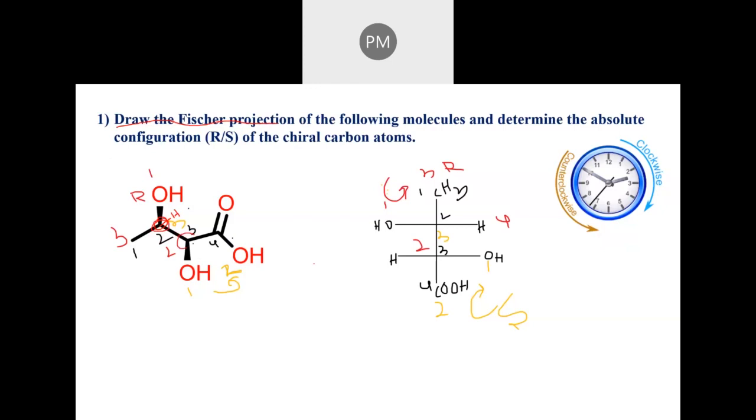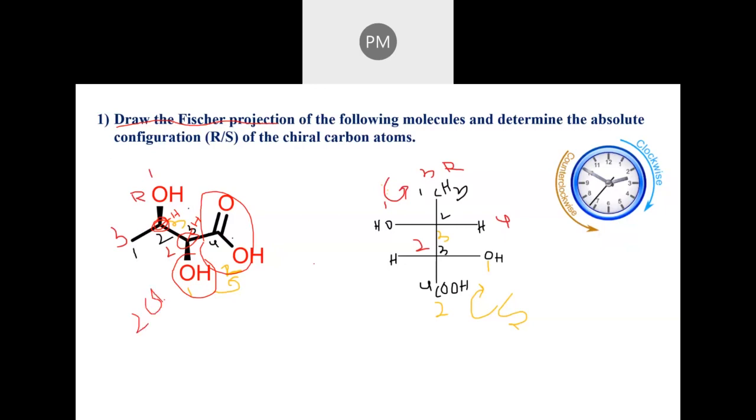Also, in this position there is one hydrogen below the plane, one OH here, one carboxyl group attached here, and another group. So there are four different substituents in this center also. So in that molecule two chiral centers are present.